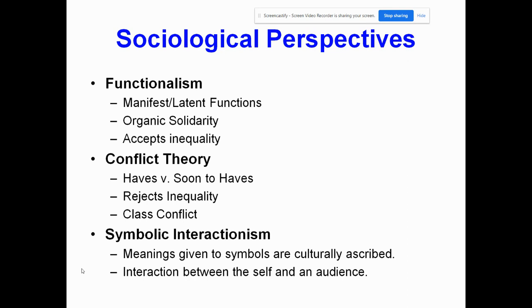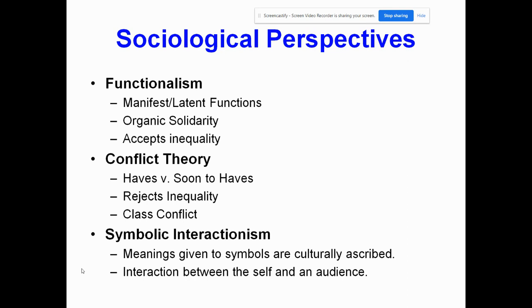So the conflict theorists look at this idea of the haves and the soon-to-haves. So it's this idea of the possibility of upward mobility, that individuals have an opportunity to move up in their social classes, but there are a lot of barriers in the way that make it very hard for them to actually move up. It rejects inequality, and it looks at every struggle through the lens of class and economics.